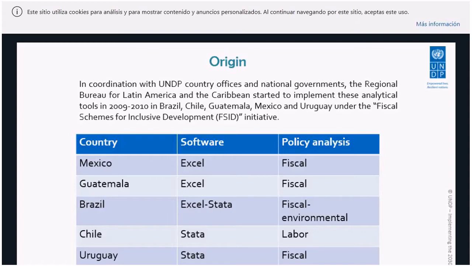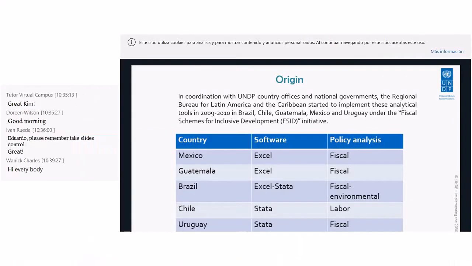So at that point, 2009, in UNDP, jointly with the IDRC in Canada and this group of scholars, this was called the Fiscal Schemes for Inclusive Development, and the aim was to test basically how microsimulations would work in Latin America using Latin American data.